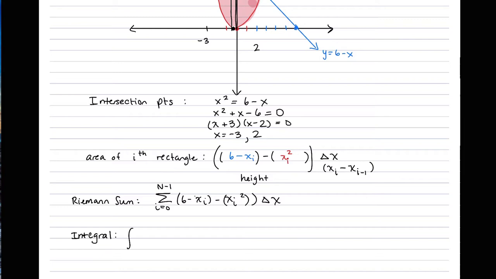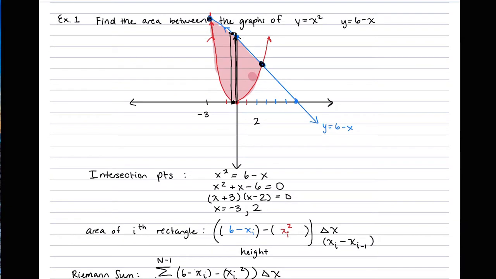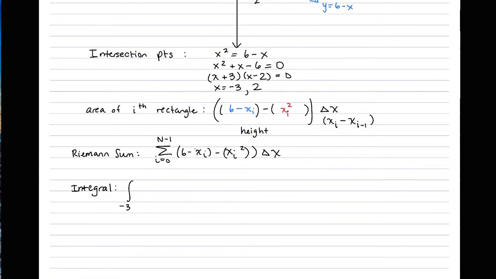So where are we starting and stopping our rectangles? We'd be starting at the first x value where the area starts, so -3 to 2. Then remember our i's go away, and this just becomes the height, 6 minus x squared. The delta x approaches 0, and you're just integrating with respect to x. So that's how that lines up. We cleaned our formula up, and now we're ready to integrate to get what the area is.